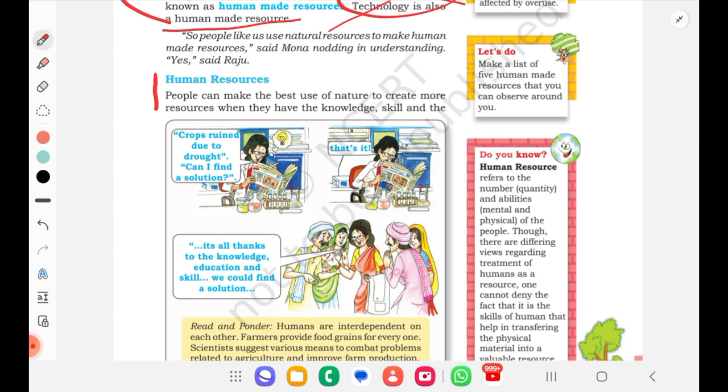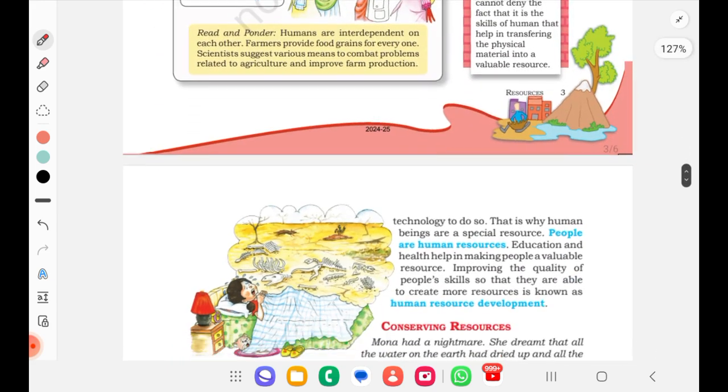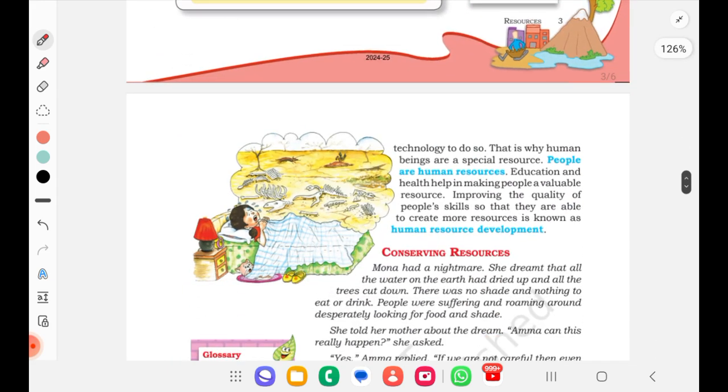Human resources. People can make the best use of nature to create more resources when they have the knowledge, skill, and technology to do so. So humans are themselves a resource when they have the knowledge, skill, and technology. That is why human beings are a special resource. People are human resources. Education and health help in making people a valuable resource.